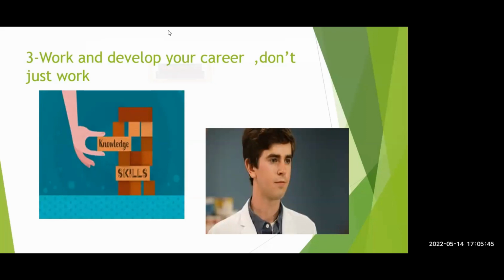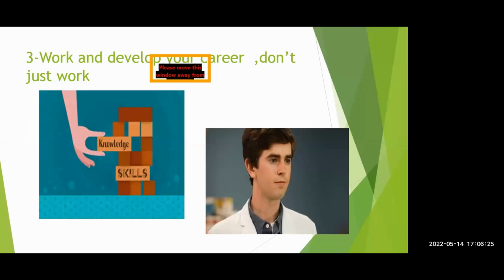Okay, so work and develop your career. Don't just drag your legs to the duty shift, looking toward the end of it in order to go back home. We are spending about a third of our young life at work. If you calculate it in years, it will be years of your age. So make it worth it. Don't make it just a job to finish and drag your legs toward the end of the duty.